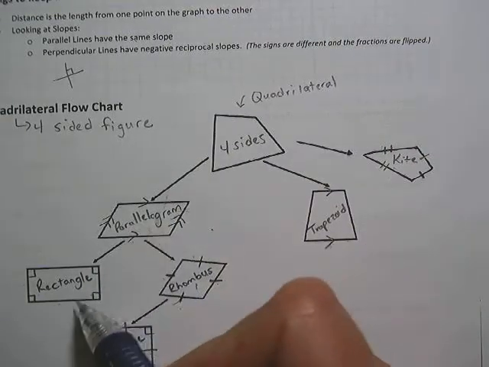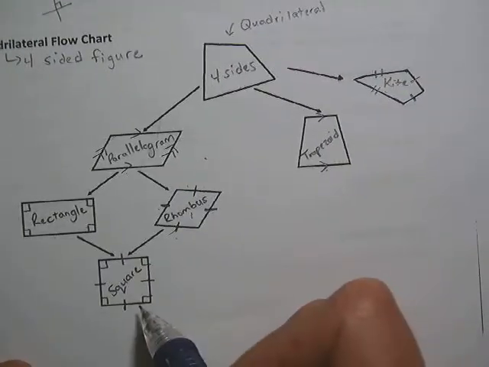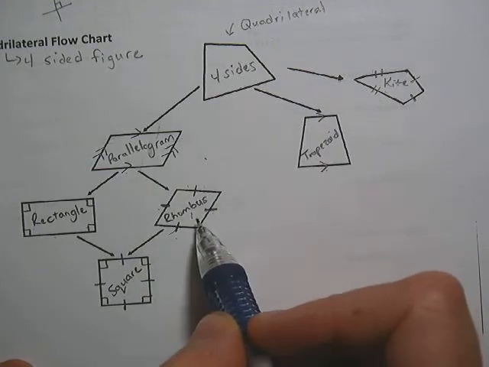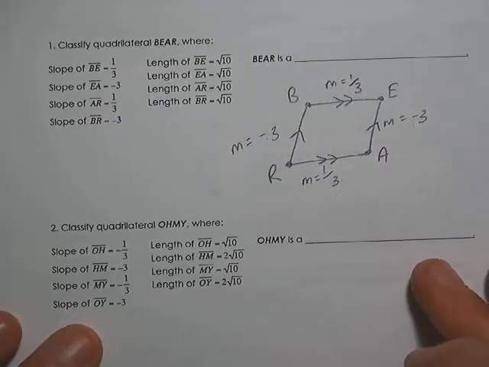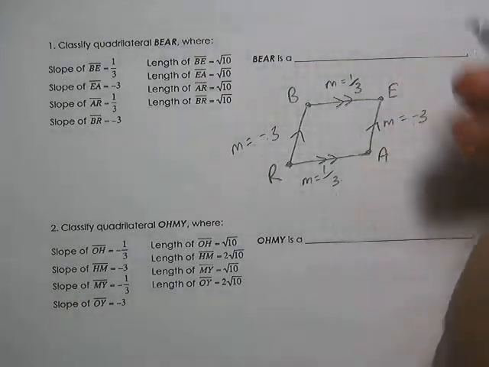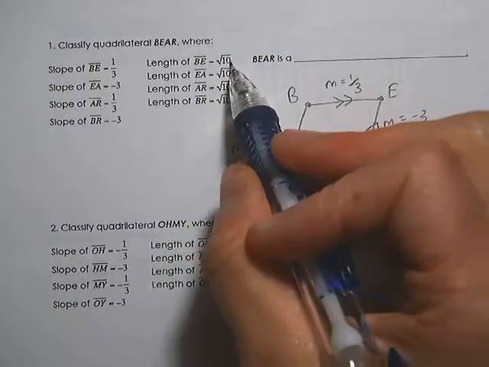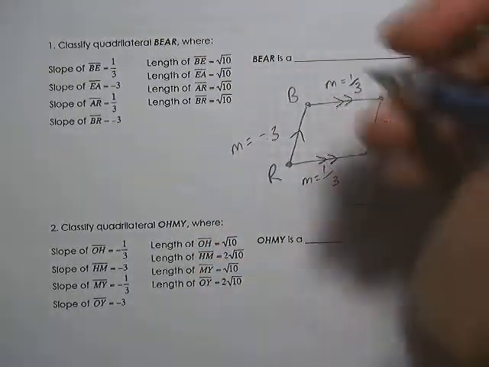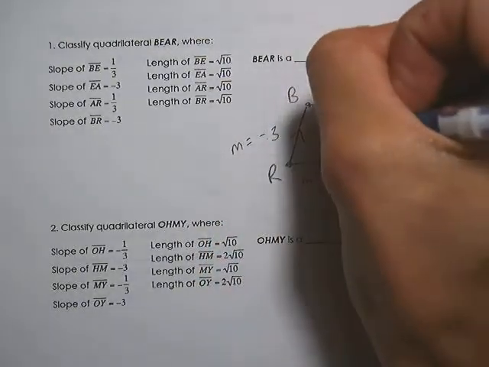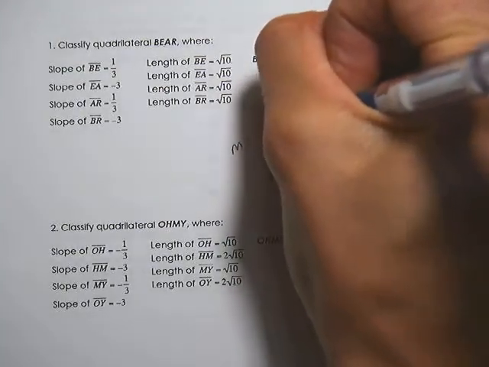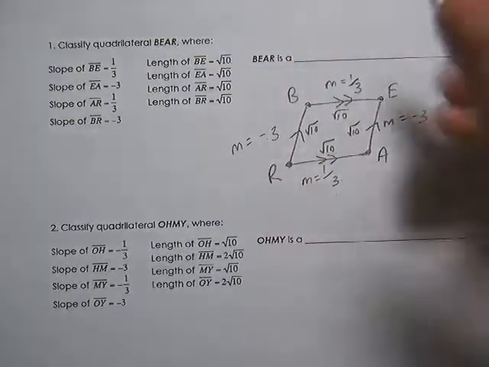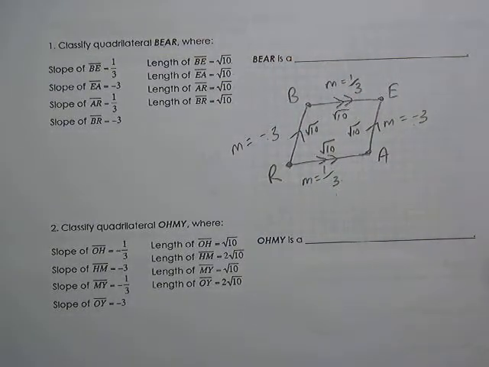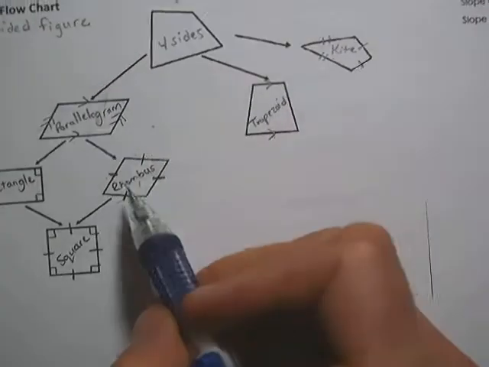Okay, now we're going to look to see if it's any more specific than that. So does it have all sides equal? Does it have 4 right angles? Or does it have both of those? All right, so how do we know that? Well, to see if they have all sides equal, we're going to look at the lengths of them. And so notice the lengths of all of my sides are all the square root of 10. So because all of the lengths are exactly the same, that means that it is at least a rhombus.